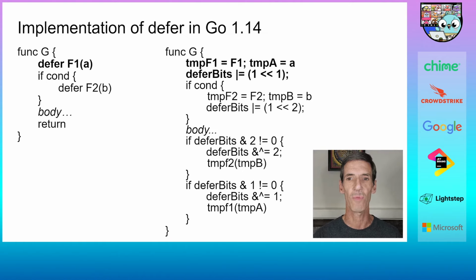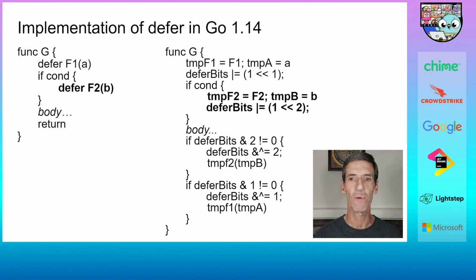So here is an example of the rough code that the compiler generates for 2 open-coded defers. In deferBits, the lowest order bit represents the first defer, and the next lowest bit represents the second defer, and so on. So as I've shown here in bold, defer f1 of a is transformed into code that evaluates f1 and a, stores these values into temp f1 and temp a on the stack, and sets the lowest bit of deferBits to 1.